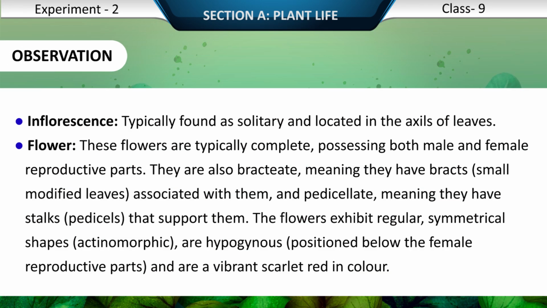Observation. Inflorescence, typically found as solitary and located in the axils of leaves. Flower. These flowers are typically complete, possessing both male and female reproductive parts. They are also bracteate, meaning they have bracts, small modified leaves, associated with them, and pedicellate, meaning they have stalks, pedicels, that support them. The flowers exhibit regular, symmetrical shapes, actinomorphic, are hypogynous, positioned below the female reproductive parts, and are a vibrant scarlet red in color.